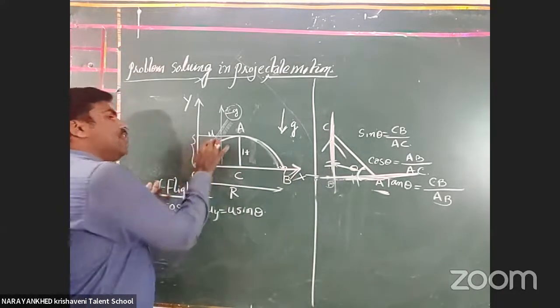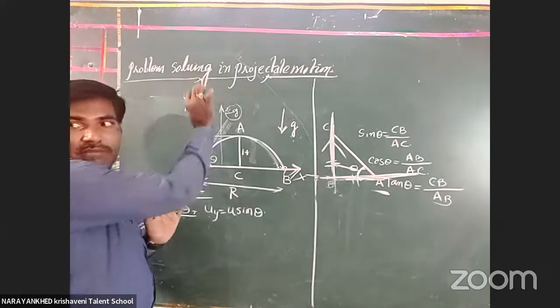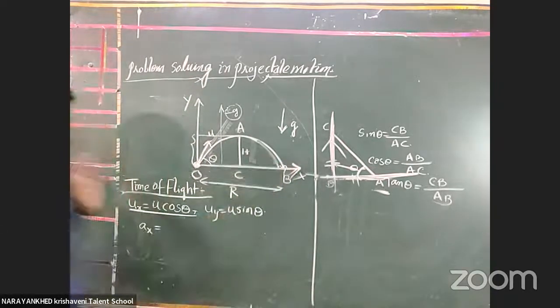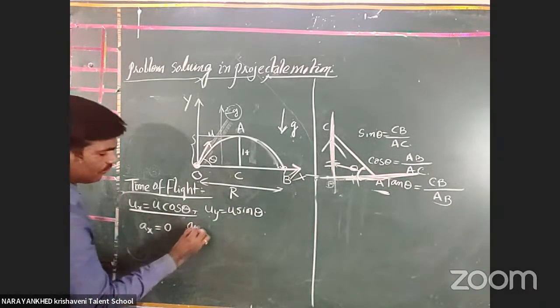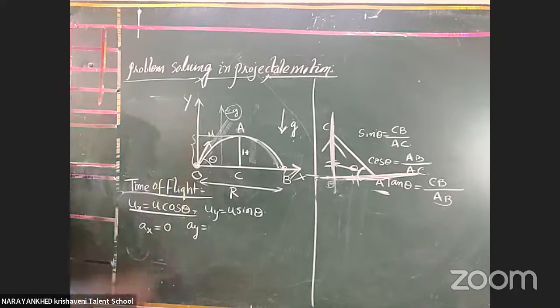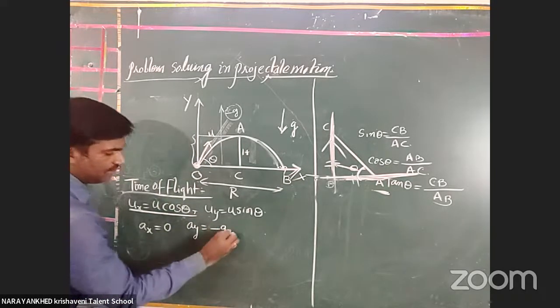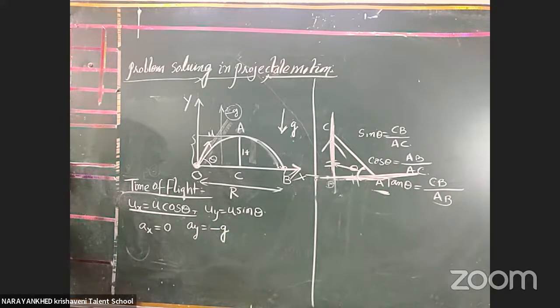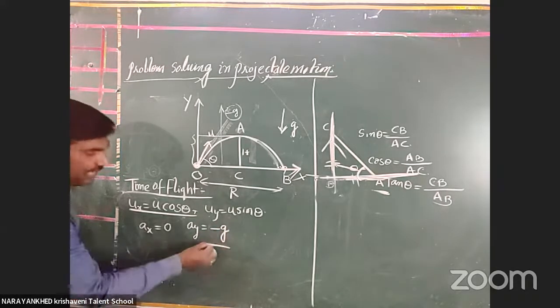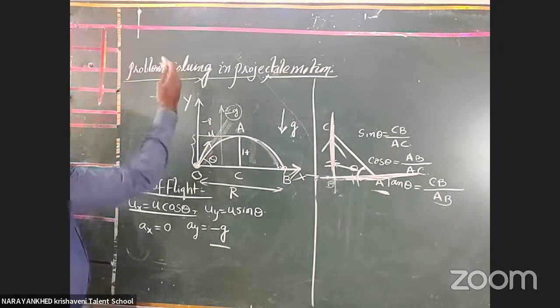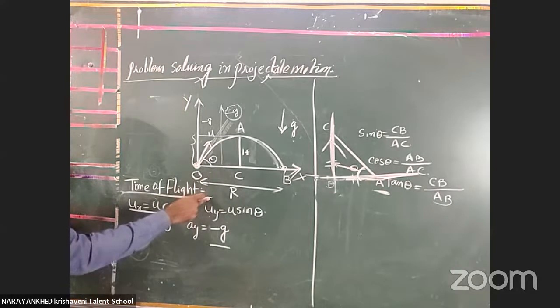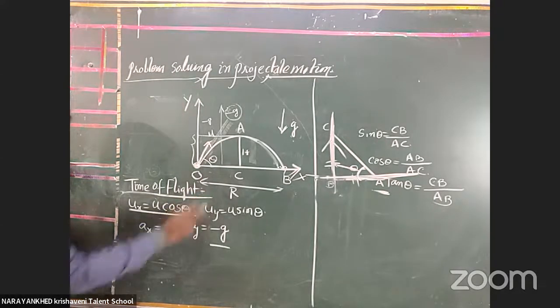The body is moving in a vertical manner. It does not contain any components along x. That's why ax is equal to 0, and ay is equal to what? The acceleration due to gravity, but opposite to the direction of the acceleration due to gravity. Clear or not? I hope you got it here. ay is equal to minus g. Why did we write minus g? The body is moving in a vertical direction opposite to the acceleration due to gravity. Got it? These are the values you have to find first.